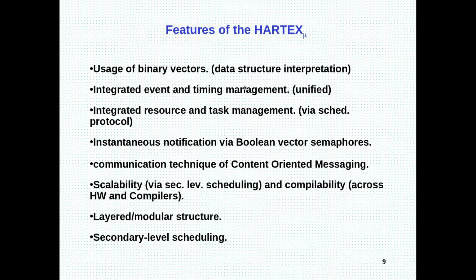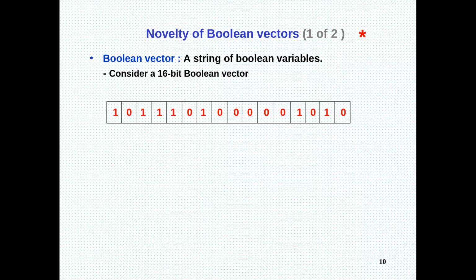Right, and then it is a layered or modular architecture. Depending on the need, we can turn on or off one or more of the components or modules. It has a secondary level schedule, right? So let me illustrate how we have overcome the concept of queues in our real-time kernel. For instance, let's consider we want to have a queue of length 16 units, right?